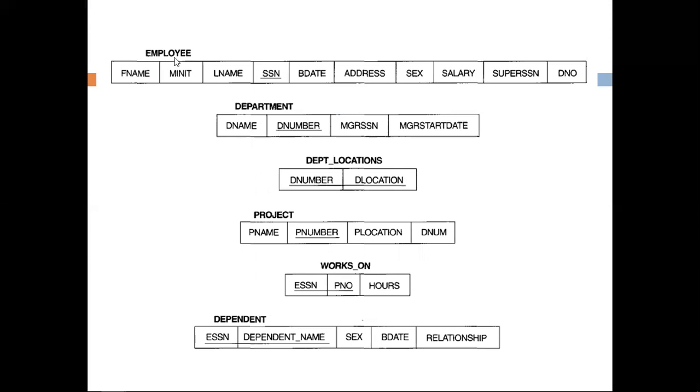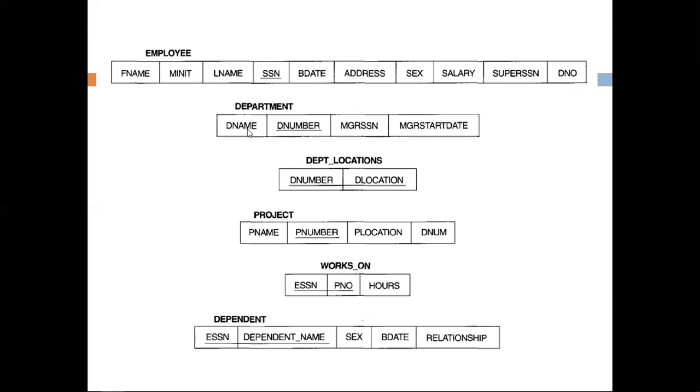Employee will have attributes first name, middle name, last name, social security number, birth date, address, salary, and department number. Here is one more attribute, the super SSN. This indicates the SSN of the supervisor of this particular employee. And D number indicates the department number in which the employee is working.